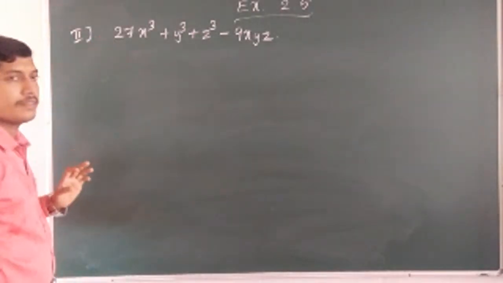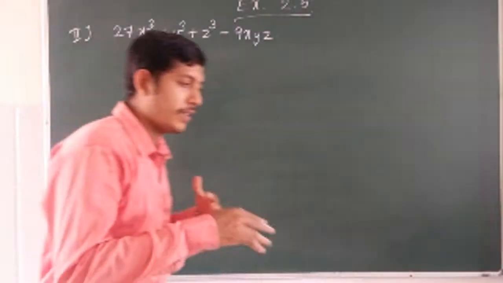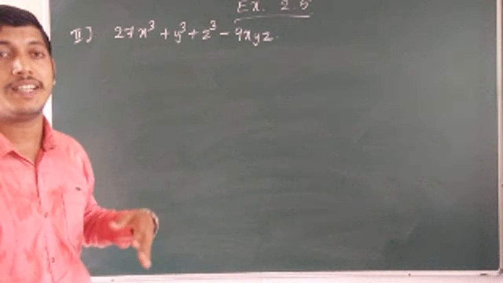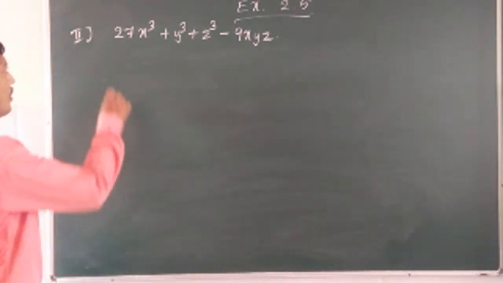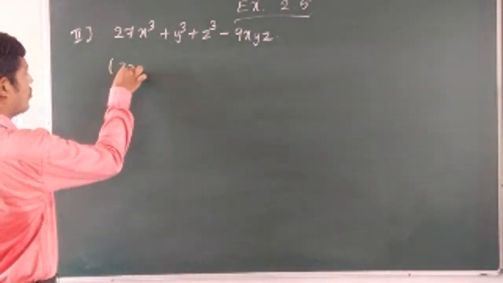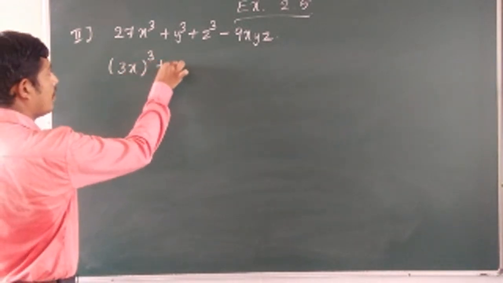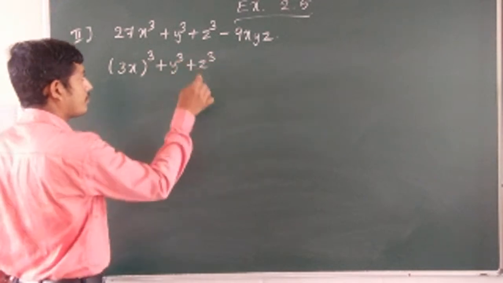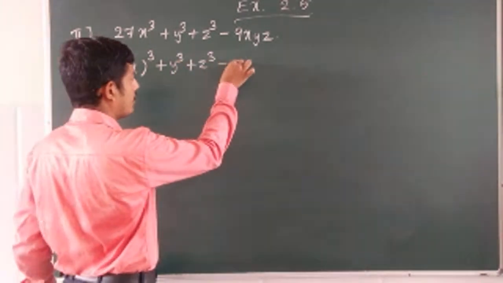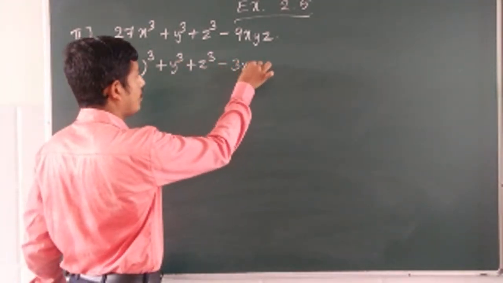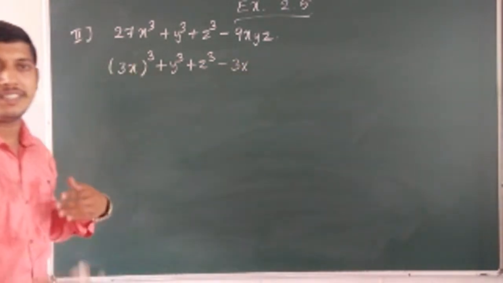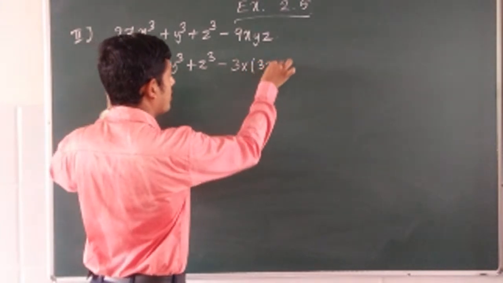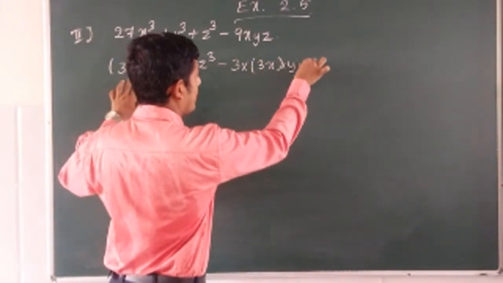So 27 equals dash cube, so it becomes 3. 3 3 is a 9, 9 3 is a 27. So therefore I will write this as 3x whole cube plus y cube plus z cube minus 3 into ABC, 3 times of A. A value is 3x, B value is y, and C value is z.